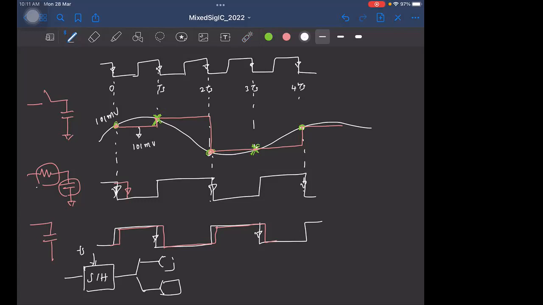Okay, so let me get back to the question. The question that was asked was this. As I mentioned, if you have a sample and hold operating at the full speed, then you can eliminate the error that can arise due to this timing skew. It is possible that in many cases you might not be able to realize the sample and hold operating at the full speed.